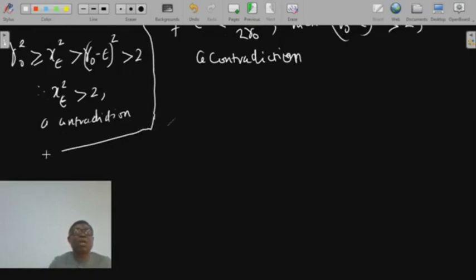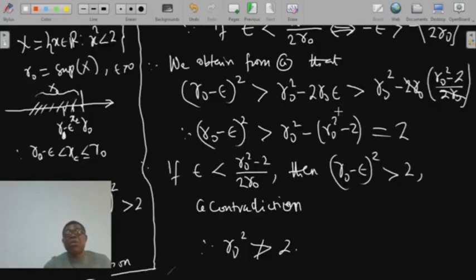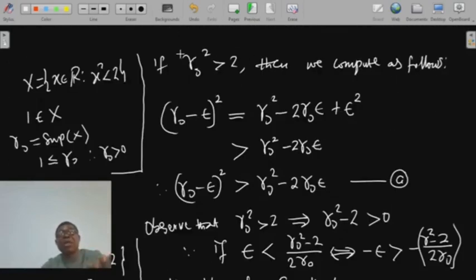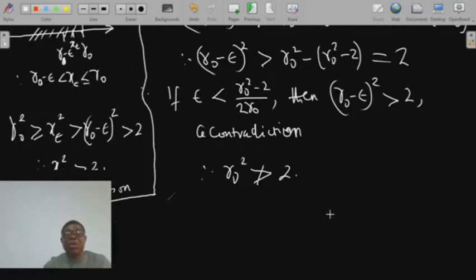So what this leads to is therefore, what we had is therefore that gamma naught squared is not greater than 2. So what have we achieved? We've assumed that gamma naught greater than 2 led us to this contradiction. And we've also seen above that gamma naught squared less than 2 also led to a contradiction. Therefore, hence, the conclusion must be that gamma naught squared is equal to 2.